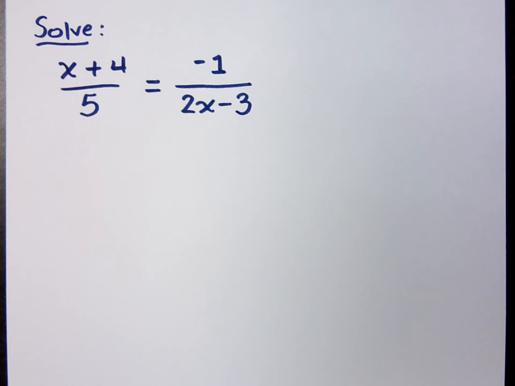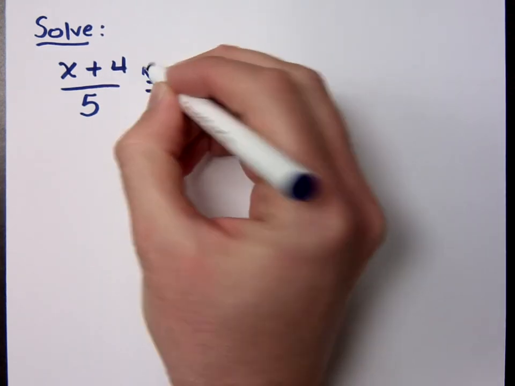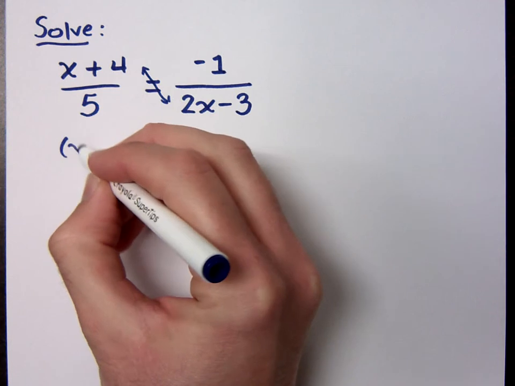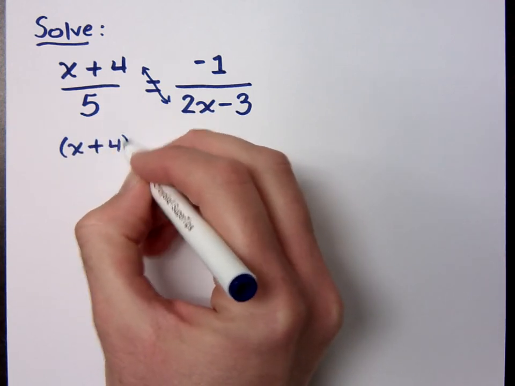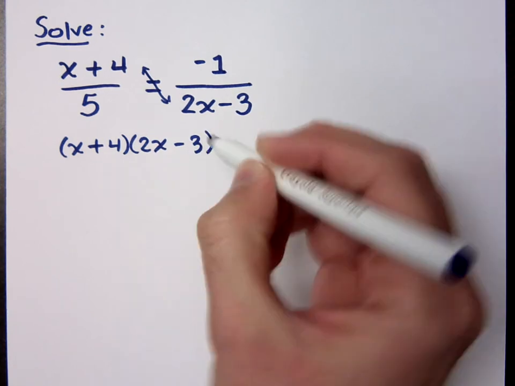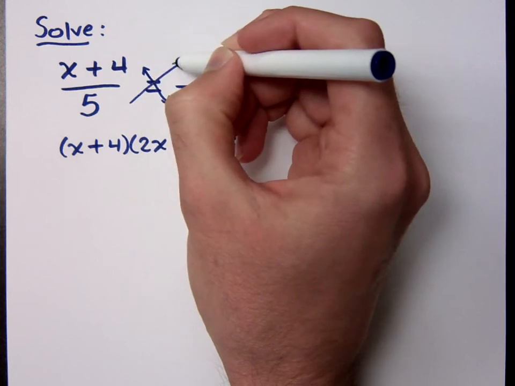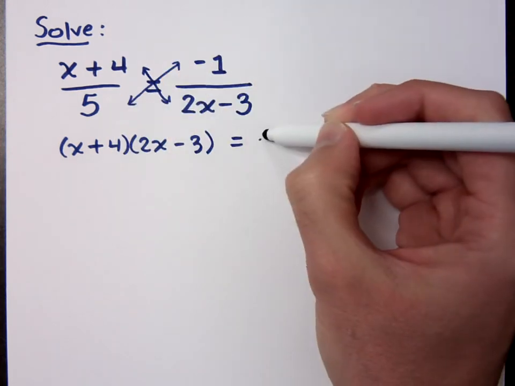We just said it. You have to assume that they're true? Well, that's what you do with every equation. You assume that every equation starts out as true unless you come up with a contradiction. But the cross products are equal. That means that the product here of x plus 4 and 2x minus 3 is equal to the other cross product, which is 5 times negative 1.